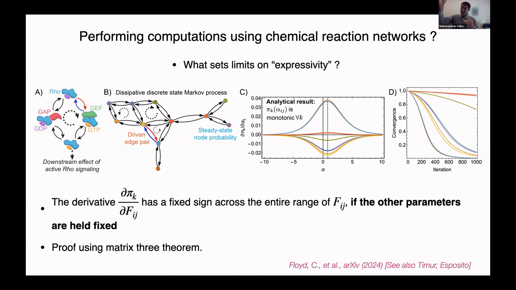So it's either always positive or always negative. The way we proved this is using the matrix tree theorem and some of the beautiful insight that Jordan, Jeremy, and Todd worked out in the previous paper that I referenced. It can also be worked out from work from Massimiliano and Timur in a different manner. They wrote us a very nice note a few days ago. But this property seems to hold.